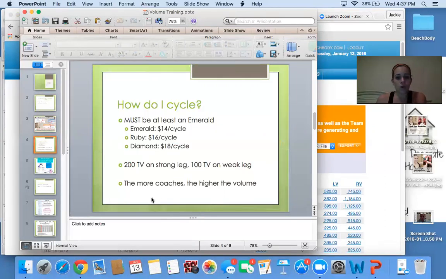The ratio for getting paid is having 200 volume on your strong leg and 100 volume on your weak leg. Okay, so basically what you need to know is the more coaches you have under you, the higher your volume is going to be, the more you're going to get paid.